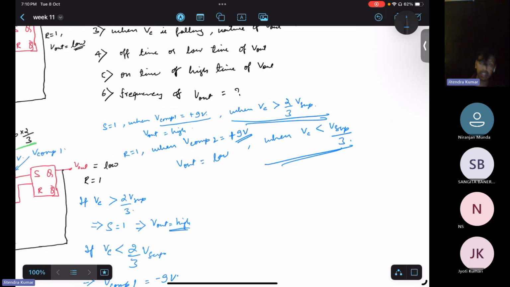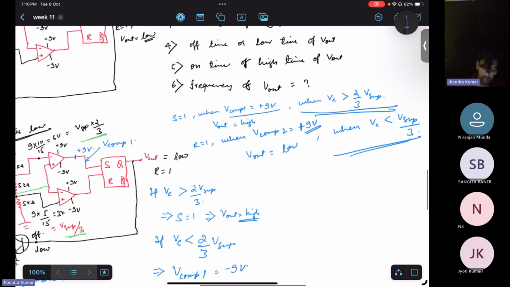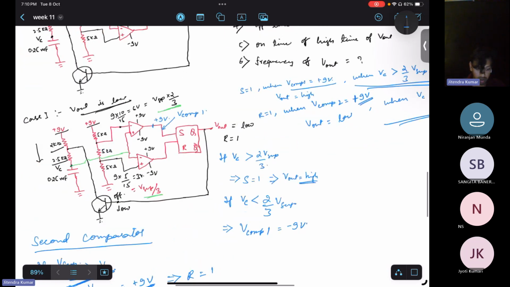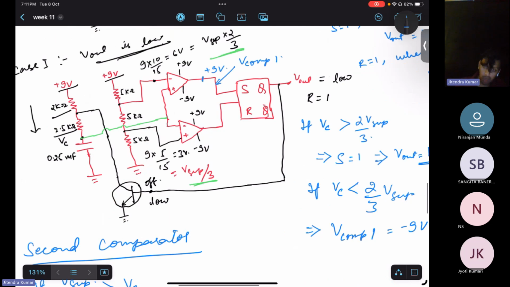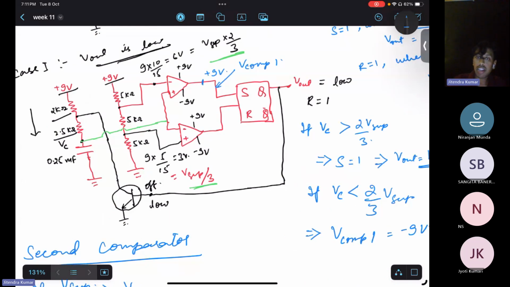Any doubt in entire period, anybody? I can explain once more if you just let me know. This may be complicated, messy, but at the end, they are very simple. You have to just look at the comparator. So what is happening when output is becoming low? Okay, just look at the chat box.